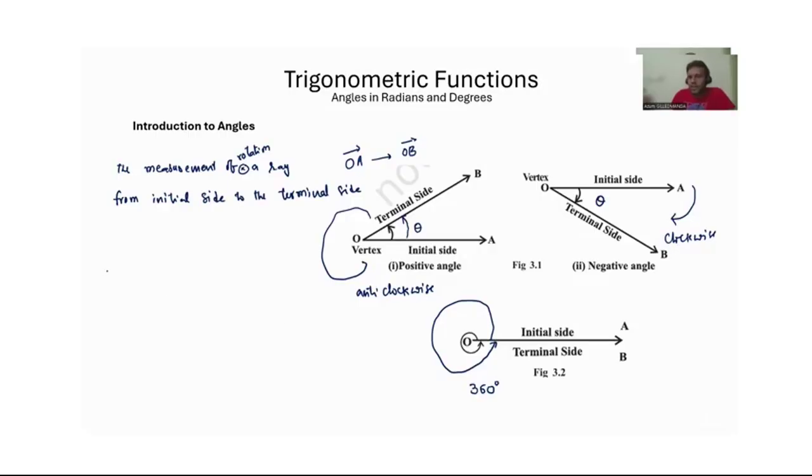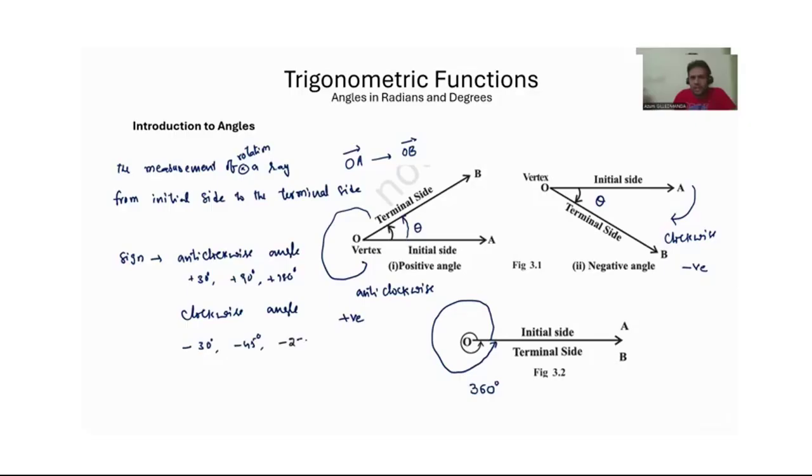Now there is a sign convention also. All the anti-clockwise angles are positive and the clockwise angles are negative. So anti-clockwise angles we measure as positive, like plus 30 degrees, plus 90 degrees, plus 180, like that. Clockwise angles we will measure as negatives, like minus 30 degrees, minus 45, or minus 270, like that.